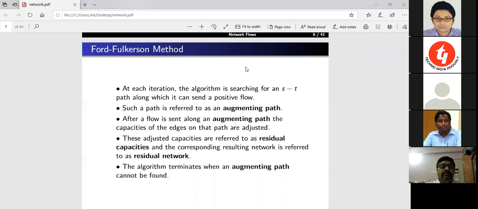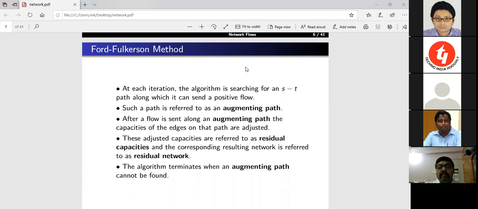So they defined what is called an augmenting path. What is an augmenting path? I am assuming that you're slightly familiar with graph theory. If you are looking at directed graphs, from the source to the sink, you want to find a path. Now, since there are directed edges, what we want to find is a weak path. What is a weak path?